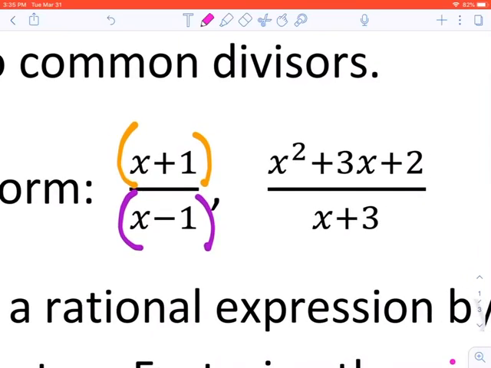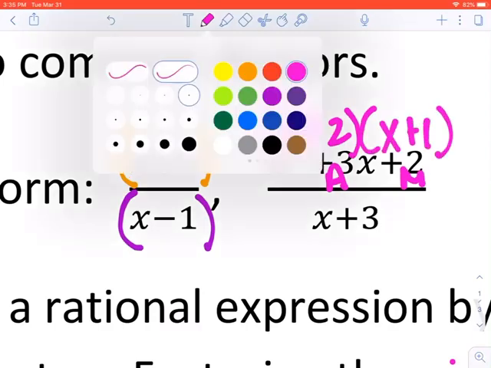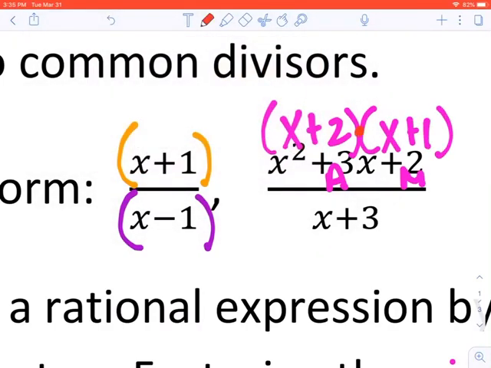Okay, so again over here, sometimes we'll have to do some factoring in order to get the factors, right? So like on this one, we would add to 3 and multiply to 2. We'd have x plus 2 and x plus 1, okay? So these are factors, okay, because you can see there's multiplication here, and down below we have another factor of x plus 3.